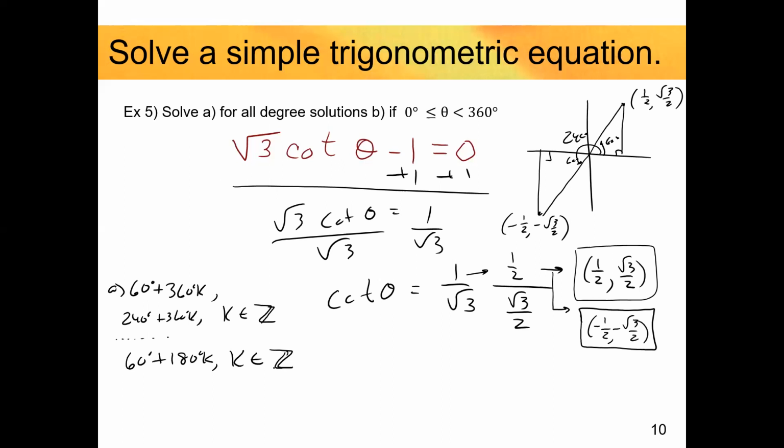Oh, remember when we were doing graphs? Remember how tangent and cotangent had a period of pi instead of 2 pi? It would start cycling earlier. Okay, so there's that. There's part A. Part B, going from 0 to 360, that's easy. Theta is equal to 60 degrees, 240 degrees. Done.